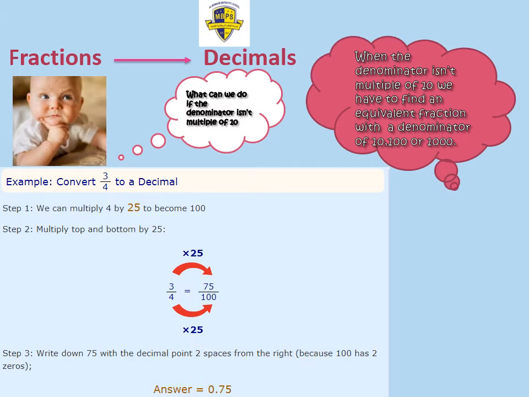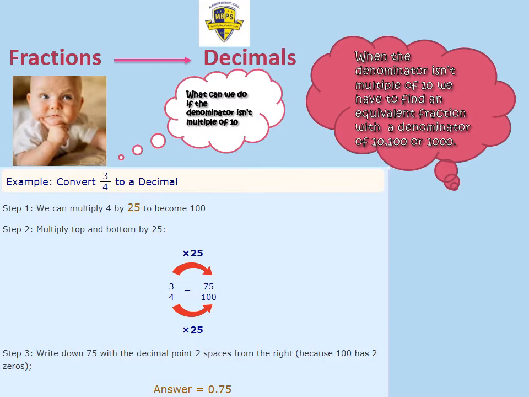Now, what do you do if the fraction is like 3 out of 4, it's not out of 10, 100 or 1000? What we have to do in this case is write an equivalent fraction with a denominator of 10, 100 or 1000. How can we make an equivalent fraction with these denominators? Using multiplication. Excellent. Remember the equivalent fraction lesson.